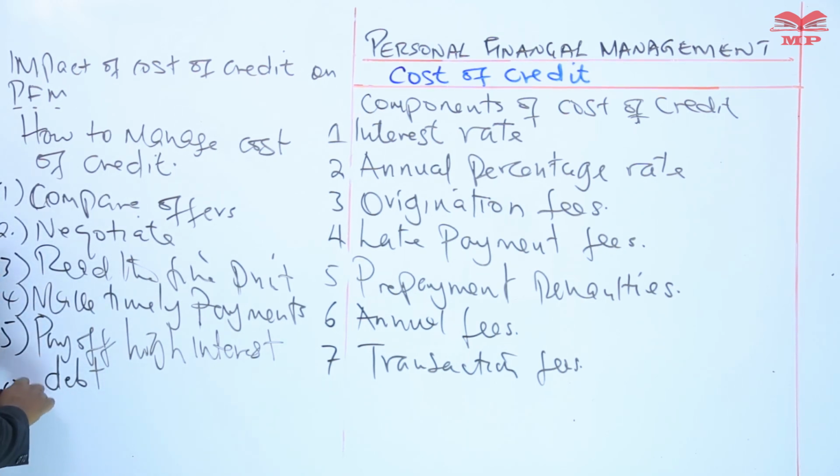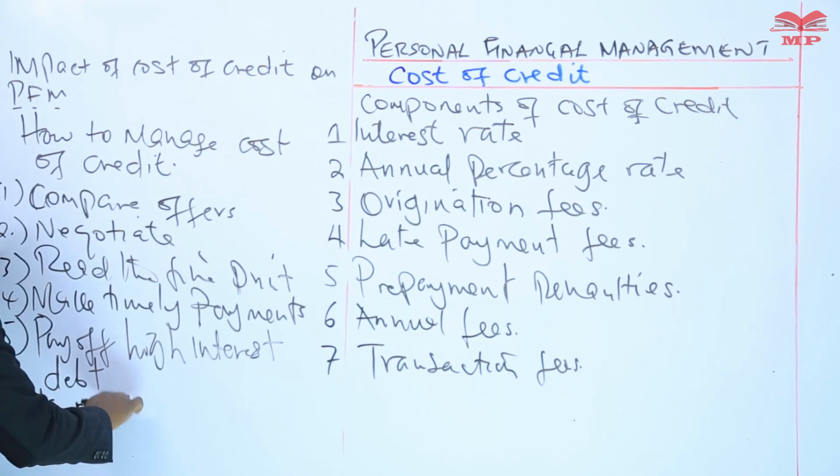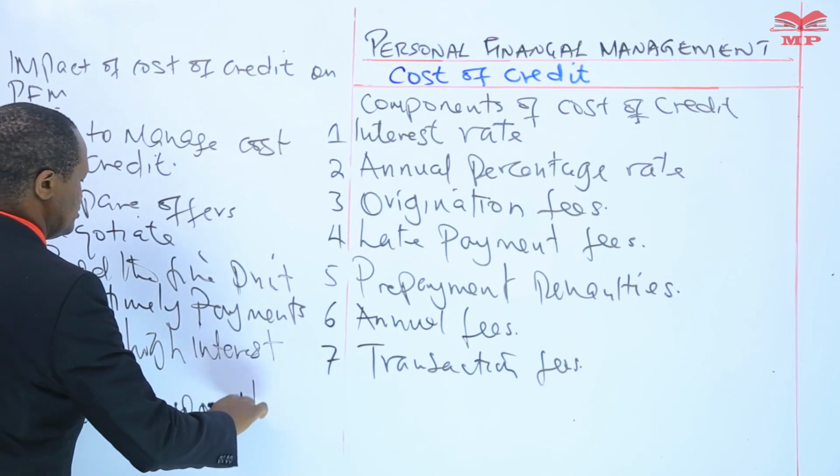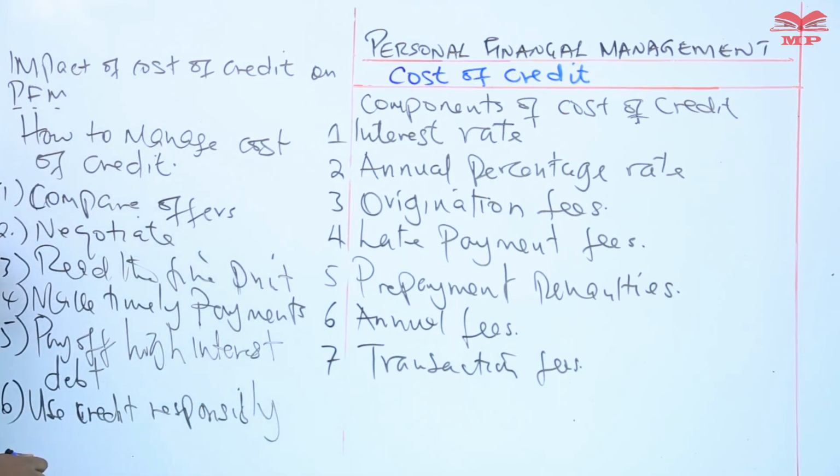6. Use credit responsibly. Avoid impulse purchases and overspending to manage credit utilization ratio, and also avoid falling into debt. Avoid falling into debt.